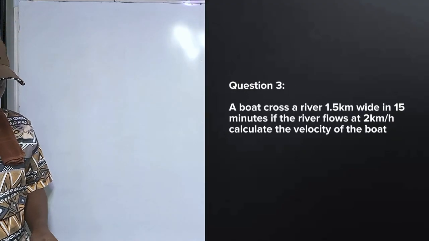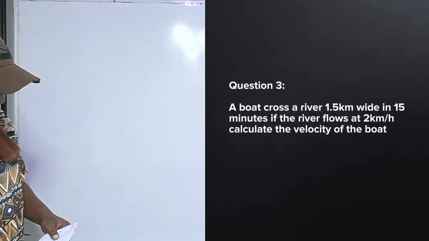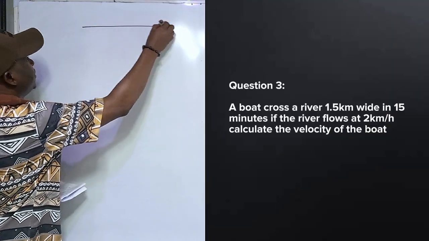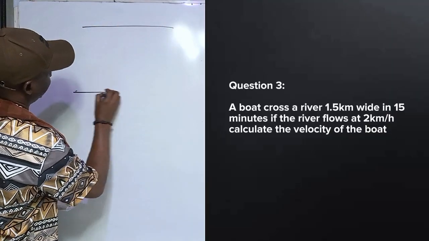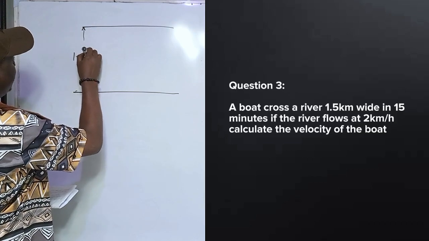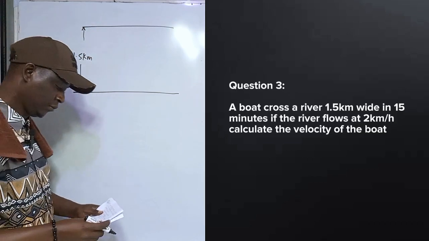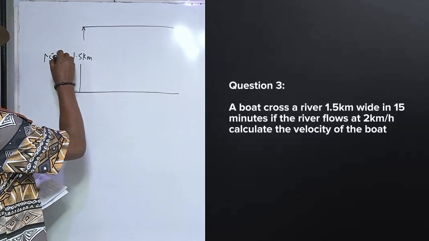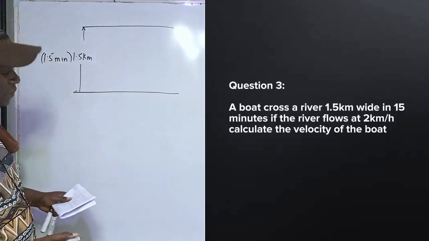Number 3 question, he said a boat crossed a river 1.5 wide. That means this is the width of the river, 1.5 kilometers wide, in how many minutes? 15 minutes. That is the time.